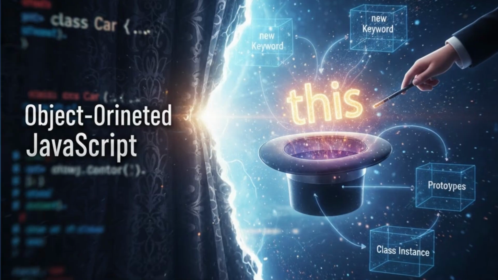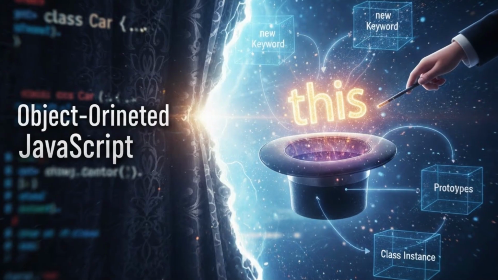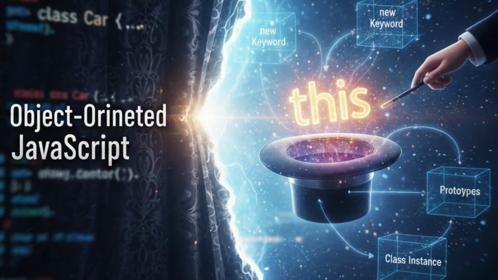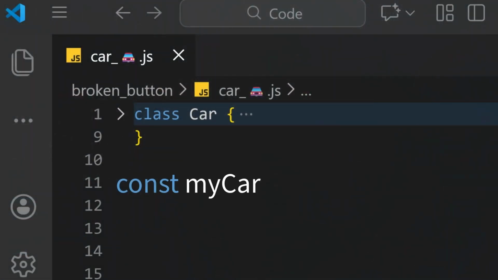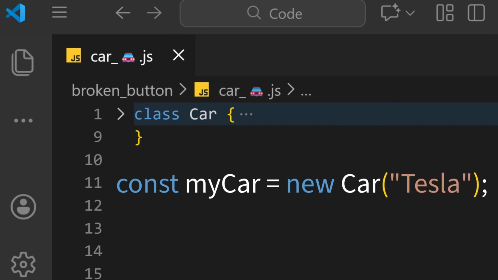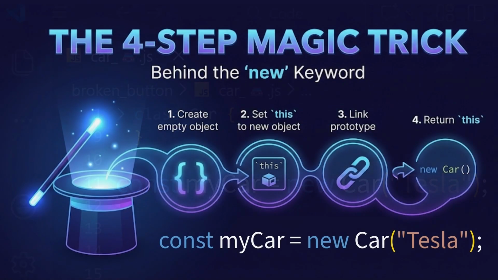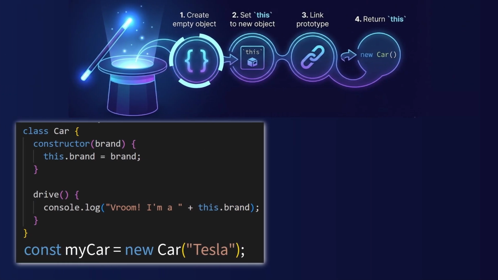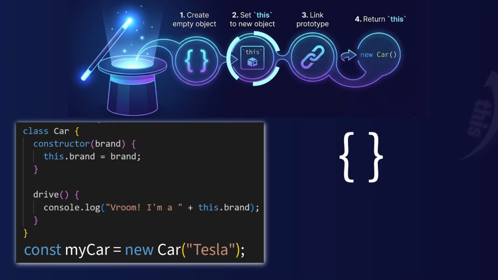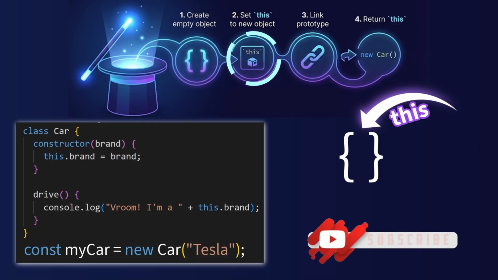Today, we are pulling back the curtain. You are about to demystify this in object-oriented JavaScript. When you write const myCar = new Car, you are not just calling a function, you are triggering a 4-step magic trick in the background. Step 1. JavaScript creates a brand new empty object. Step 2. This is the most important one. It sets this keyword to point to that new object.